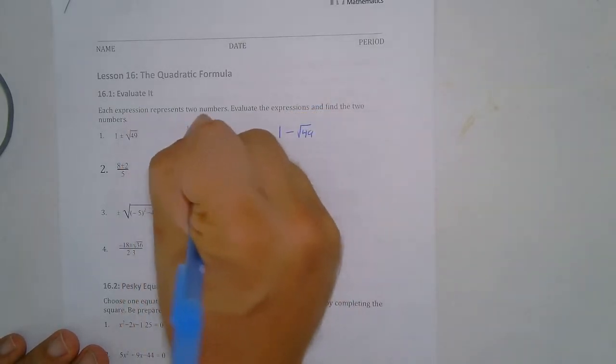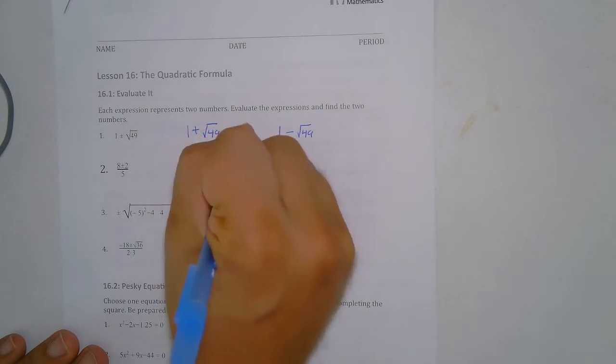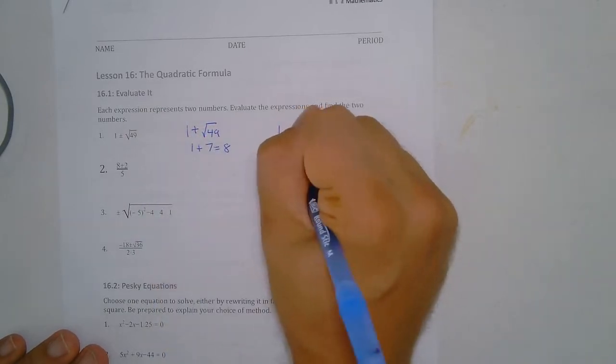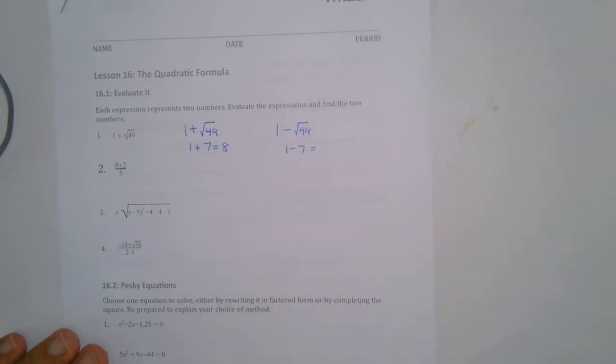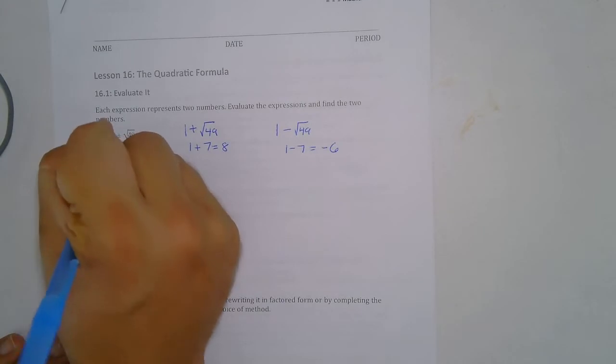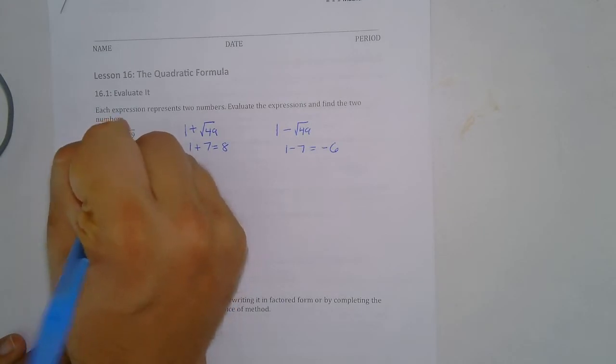So this means 1 plus 7, which equals 8. And this means 1 minus 7, which is negative 6. So our two answers are 8 and negative 6.